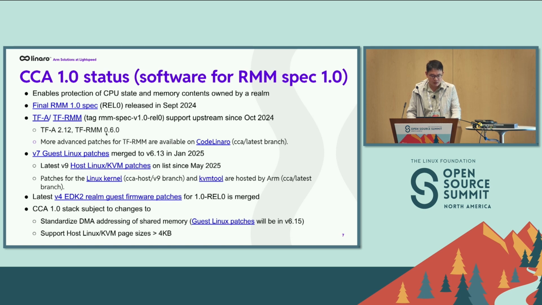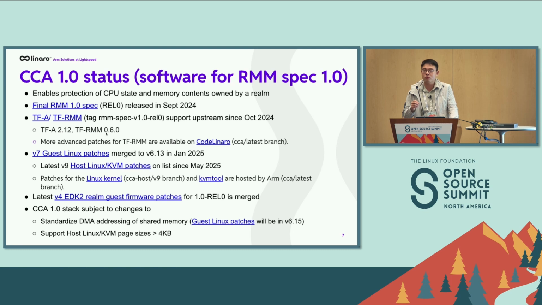The KVM tools are also hosted in the CC branch, and this one is also not merged, depending on the KVM support. For firmware, the EDK2 is already merged in the EDK2 staging repo. There are two remaining things which are currently not finished: the first one is about DMA, and the other one is about huge page support.